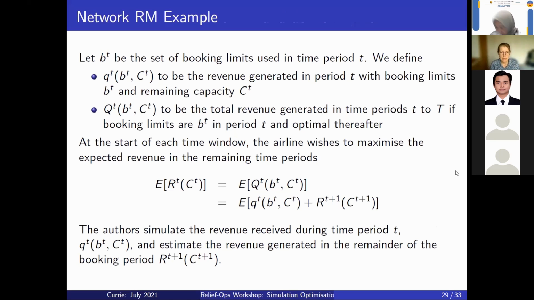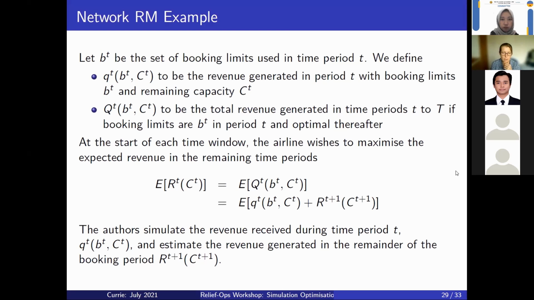So we say BT is our set of booking limits that are used in time period T. Remember, with an airline, you have a booking period in each time period of your sales. So you might be selling these tickets for 100 days, and in each of those you will have, okay, in this booking period I'm allowed to sell up to this number of seats in this particular class. The class corresponds to the price and also the product that you're selling.